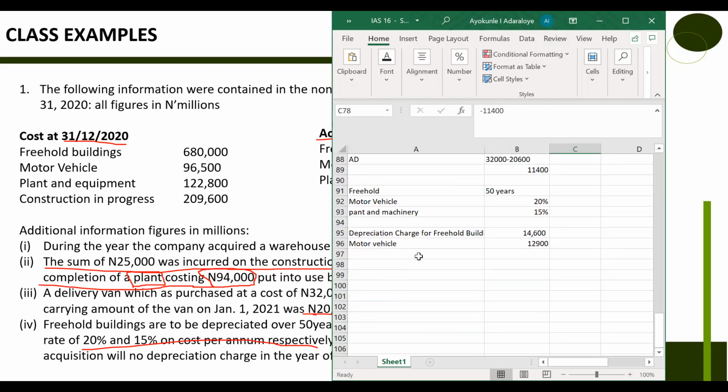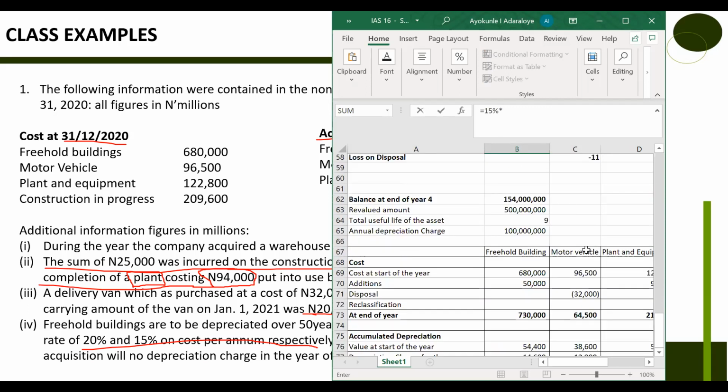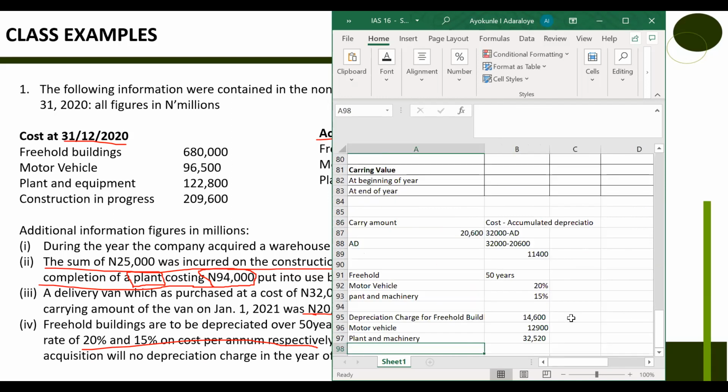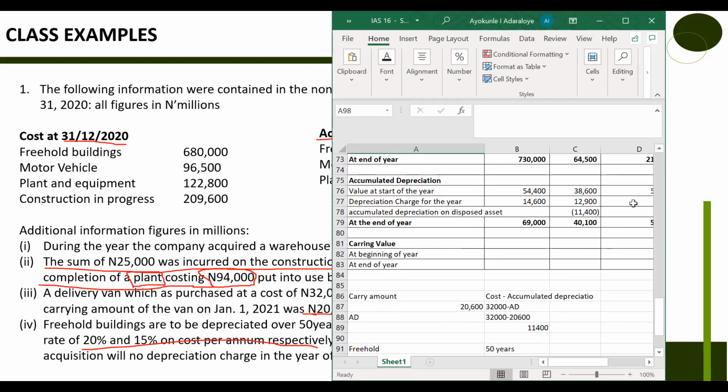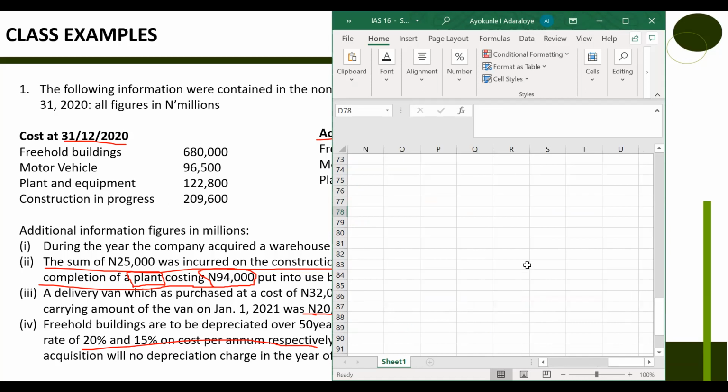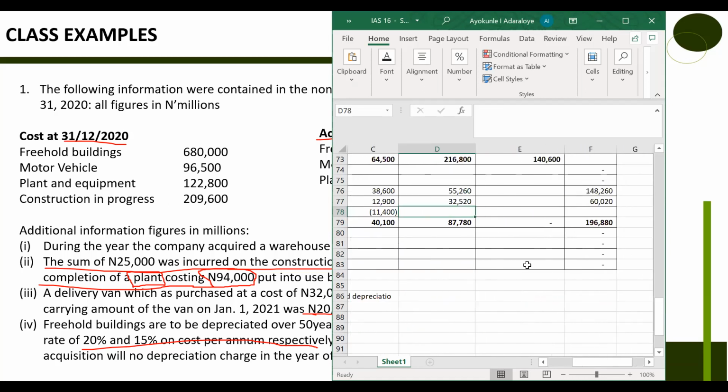The same thing applies for plant and machinery. That one is 15%, and 15% is also on cost. 21,800, and that will give us 32,520. Add that in our depreciation for the year, 32,520. Once that is done, you can see our table has fully summed itself up.